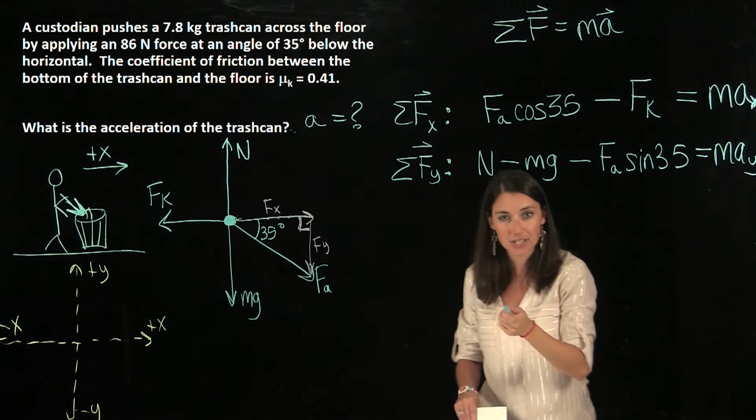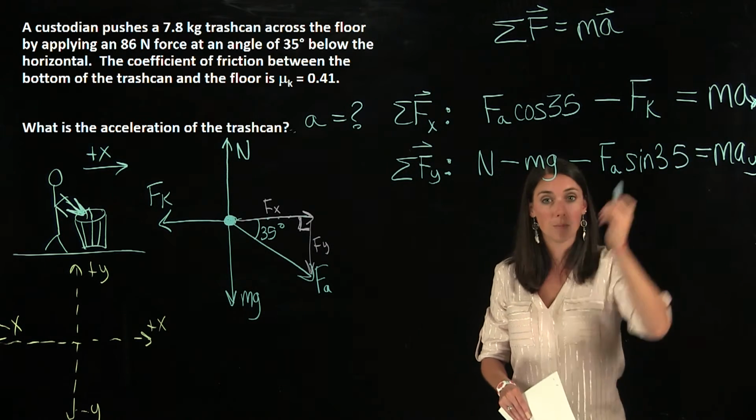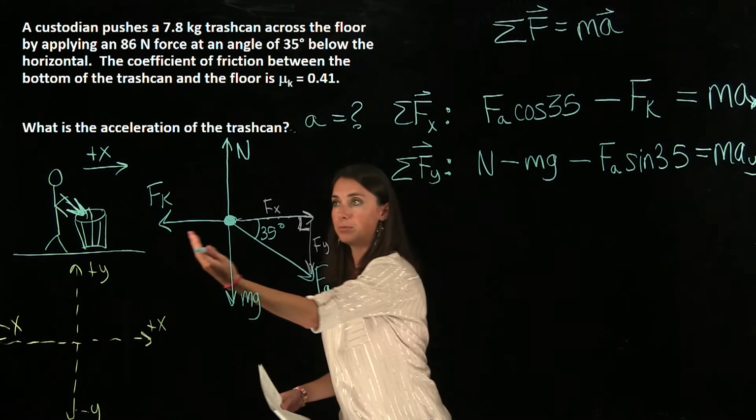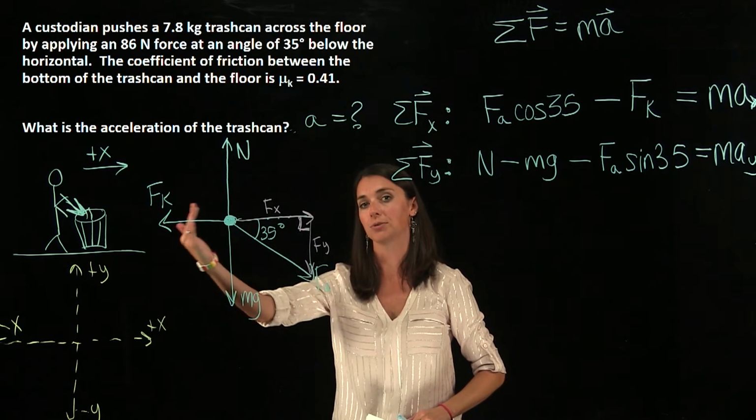However, this is where choosing that coordinate system can really come in handy, because one of these, most often, is probably going to end up being 0. If we think about the direction where this trash can is moving, we've already established that the trash can is just going to move to the right.